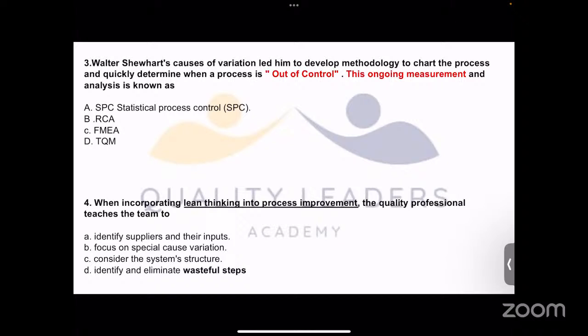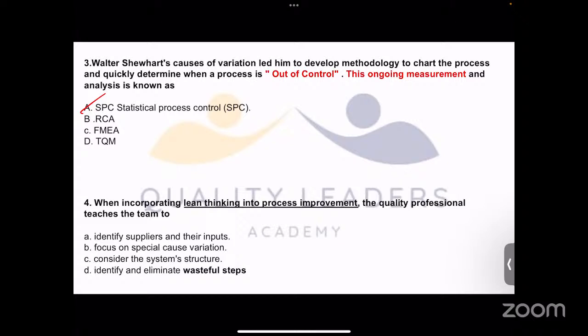What's the answer here? So what do we call this measurement and analysis? It is the SPC, or Statistical Process Control. Okay, it helps us know whether the process is under control or out of control.